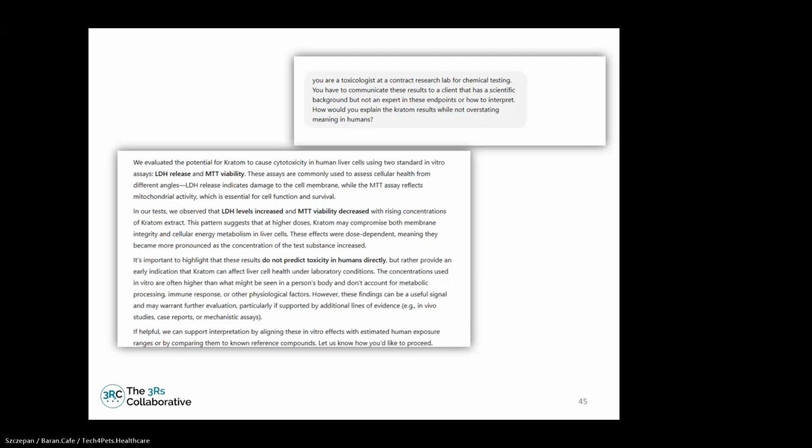So here, I'm not going to read line by line, but it gave this paragraph. It talked about how LDH levels increased and cell viability decreased with rising concentrations.